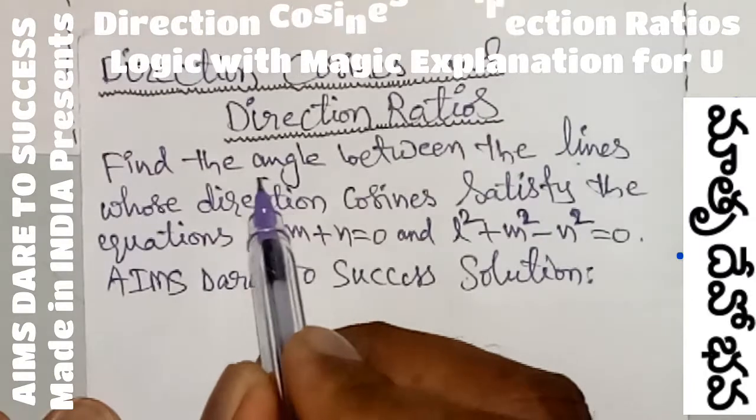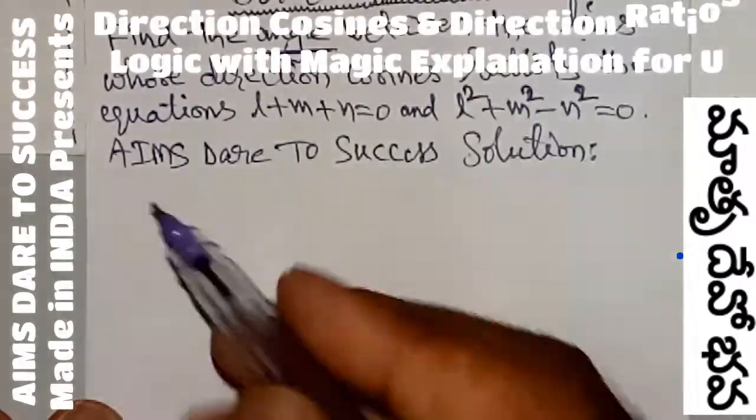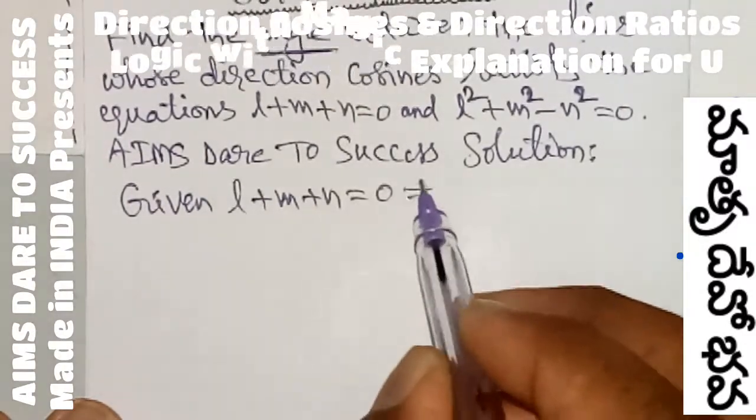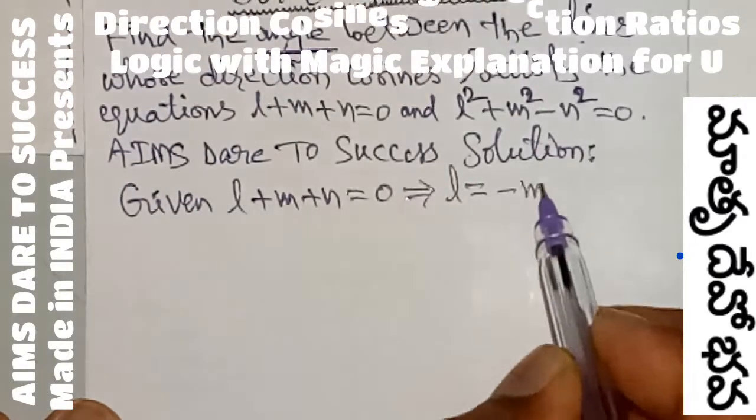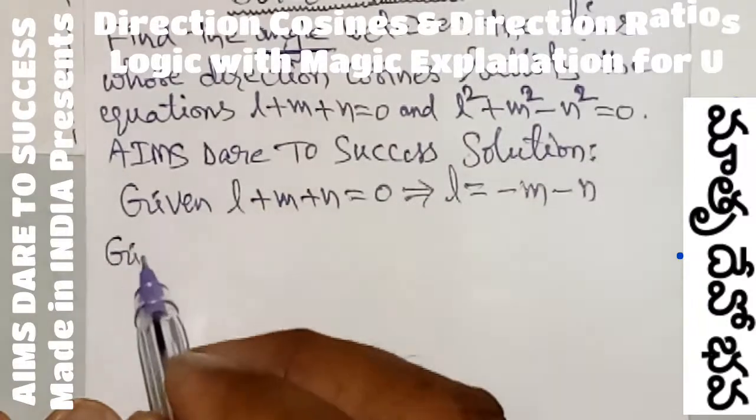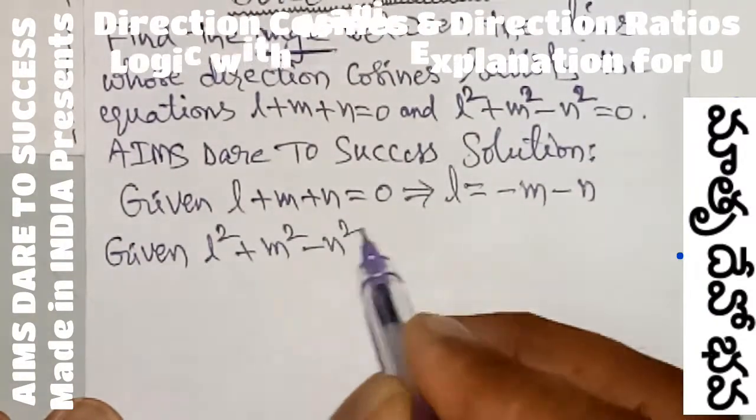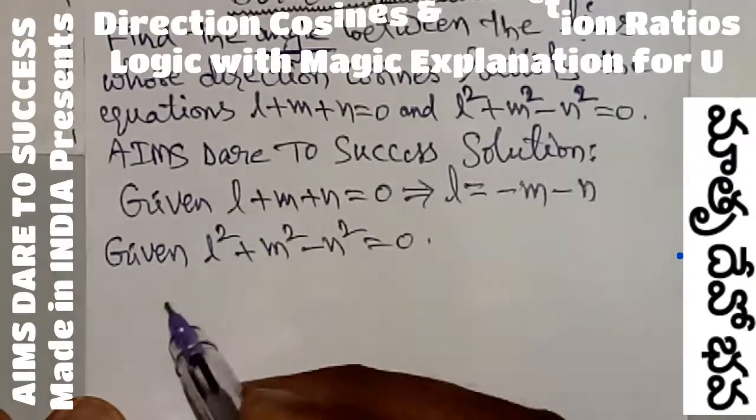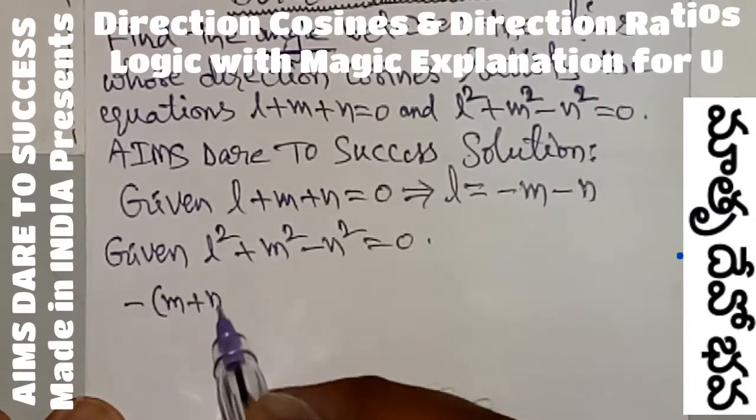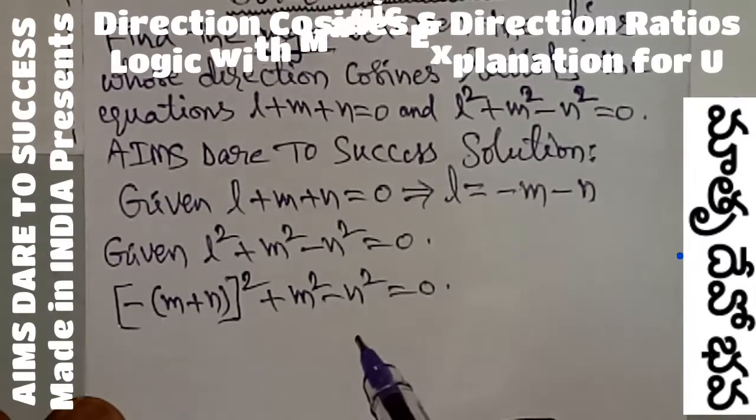First of all, we want to find the angle between the lines. The first line is l plus m plus n is equal to 0. From this, l is equal to minus m minus n. Substitute this l value in the second equation, l square plus m square minus n square is equal to 0. Substituting l, we get minus of m plus n, whole square, plus m square minus n square is equal to 0.